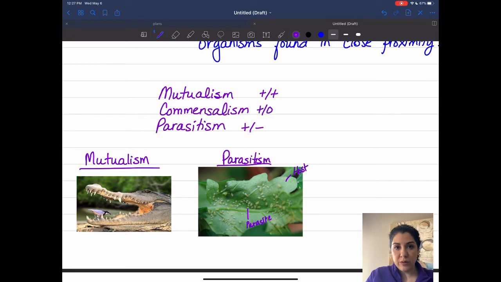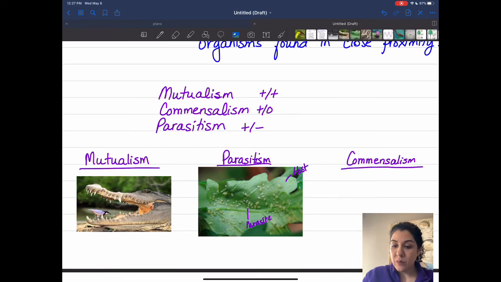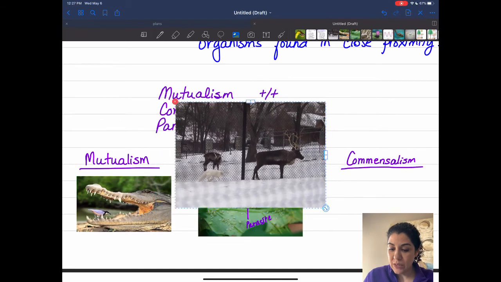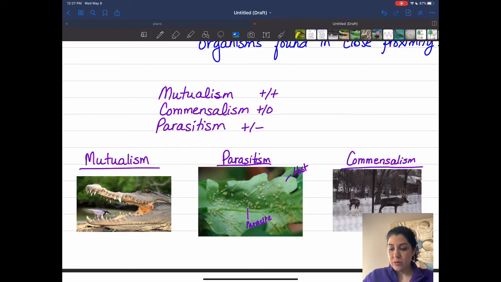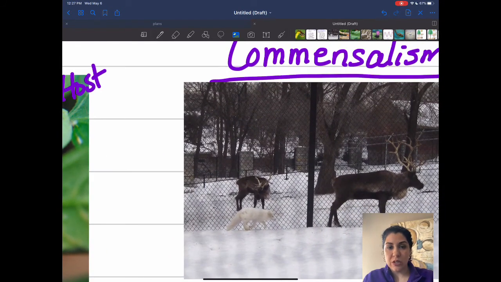And then the last relationship is commensalism, which is very, very rare in nature, but it is a plus-zero relationship. So what you have is one organism benefits and the other one gets nothing out of the relationship whatsoever. The example we usually use here is the relationship between a caribou and an Arctic fox. So you can see here you have a very large ungulate like the caribou being followed around by an Arctic fox. Now the Arctic fox is way too small to kill the caribou, and so scientists for the longest time were trying to figure out why is this fox following the caribou around.